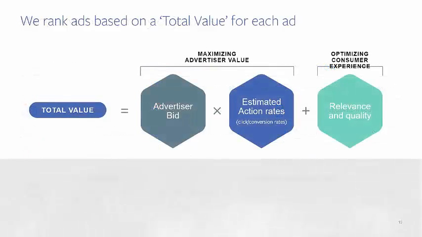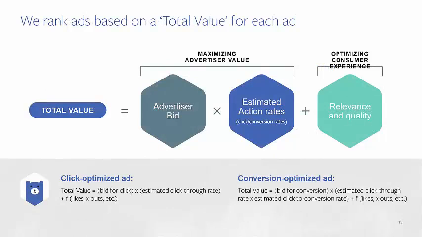For every ad targeting a person, regardless of what type of bid or objective we're using, we calculate a total value in order to rank it against other ads that are targeting that person at the same time. In essence, we calculate how valuable an impression in front of a specific person will be for you, a specific advertiser. The highest total value is going to win the auction for that person at that moment. We calculate total value based on three things.